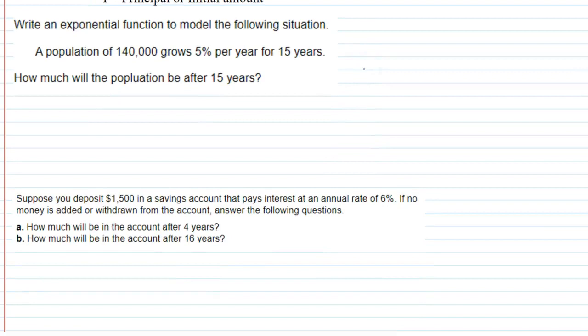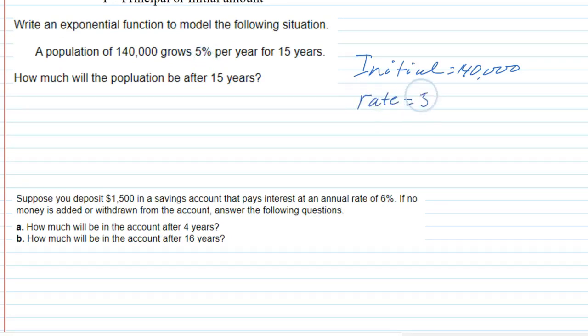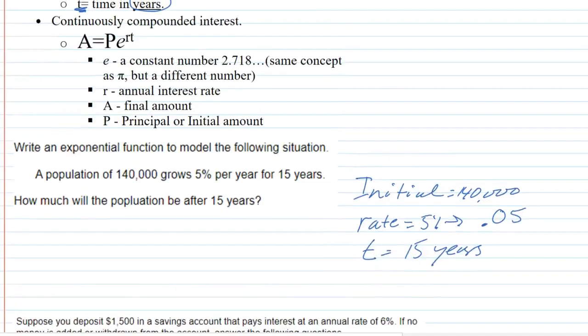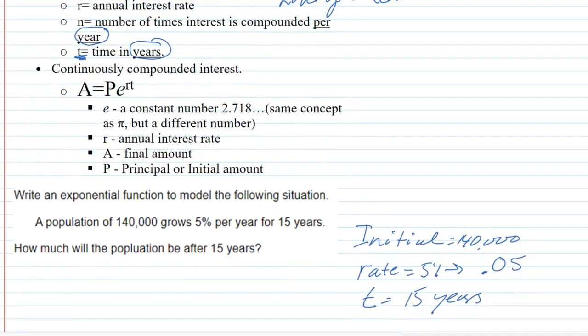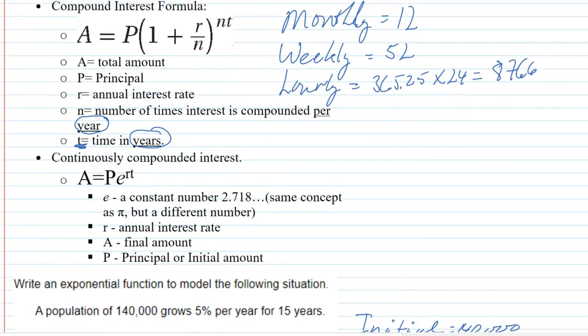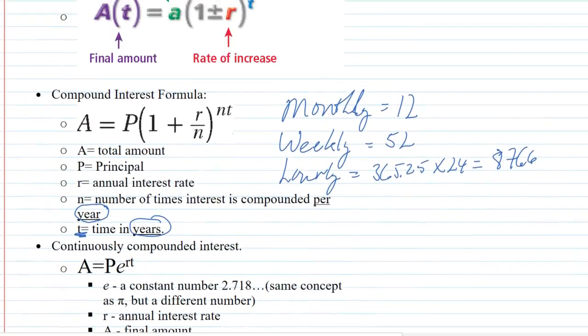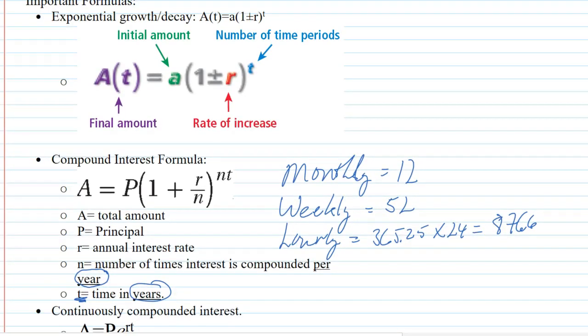A population of 140,000, so that's your initial amount, grows at 5%, so your rate is 5%. But we never will use percentages. Remember, we have to change it to decimal form. And your time is 15 years. It says, how much will the population be after 15 years? So first we need the formula. If we go back to our list of equations, it doesn't say anything about compounded interest. So we're not going to use continuously or the compound interest. We're simply going to use the normal exponential growth and decay.